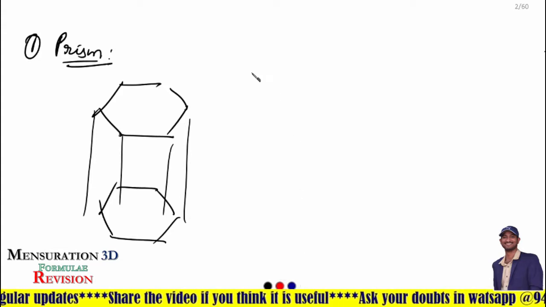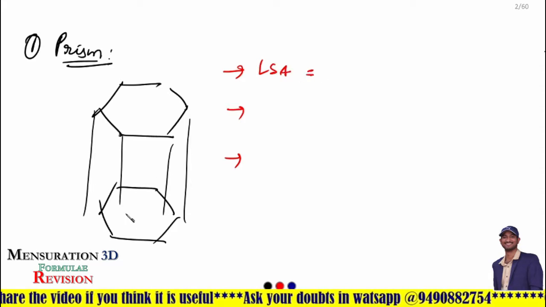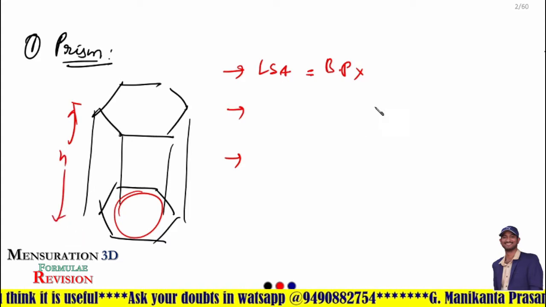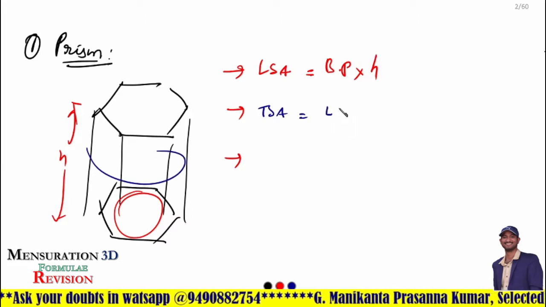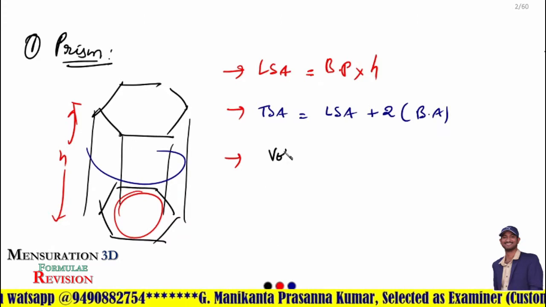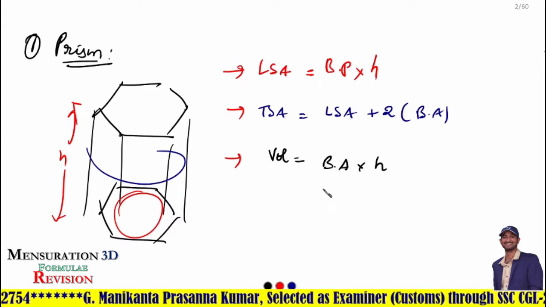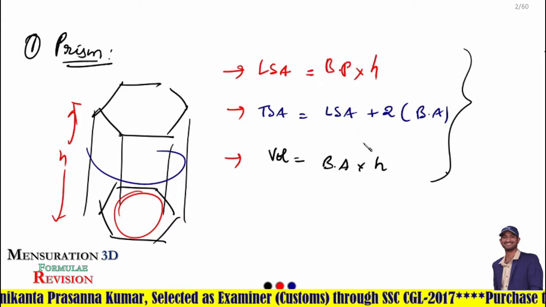So first we have to revise the basic formulas. Lateral surface area of the prism is base perimeter into height of the prism. Whereas the total surface area is lateral surface area plus 2 times the base area. And volume is equal to base area into height of the prism. That's it. So these are the three basic formulas in prism. One more important thing is the relation between the number of faces, edges and corners.